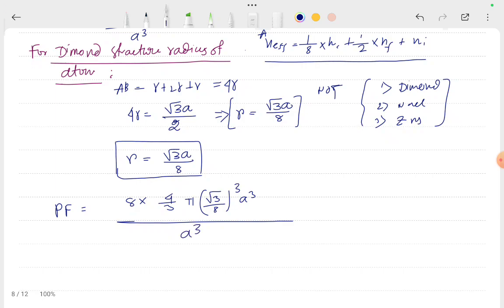The volume will be a cube anyway, it doesn't make any difference. Okay, a cube cancels each other. So when you calculate, you get the value root 3 pi upon 16, and this value equals 0.34. Please remember that this equals 34%. It's very important. This is a very loosely packed structure. The diamond structure is a very loosely packed structure.